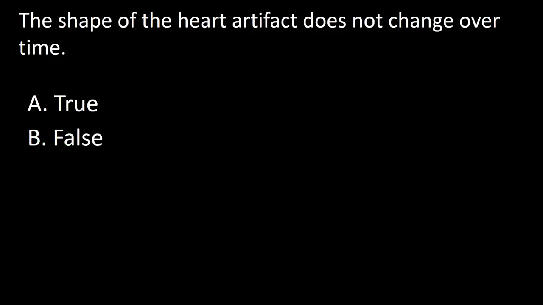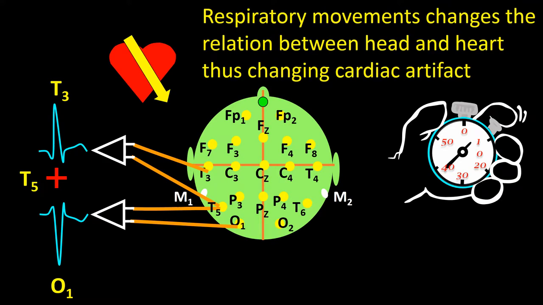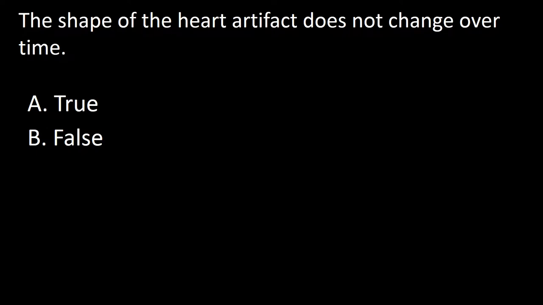Next question. The shape of the heart artifact does not change over time. A, true; B, false. The shape of the heart artifact that is present at one moment may change significantly the next time. This is so because body movement and breathing movements change the relation between the heart and the head, thus changing the configuration of the heart artifact. So the answer to this question is false.